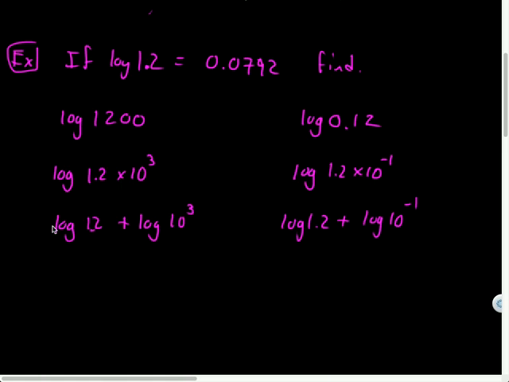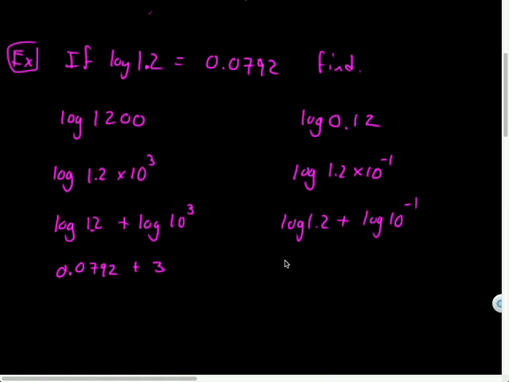So, notice that log of 1.2 is 0.0792. And what is log of 10 to the third equal to? If I wanted, I could use the powers property, and I could take that 3 out front. I could write that as 3 times log 10. What's log 10 equal to? 10 to what power is 10? Would be the 1, right? So this is 3 times 1, or 3.